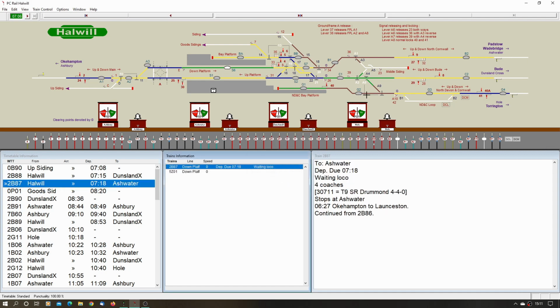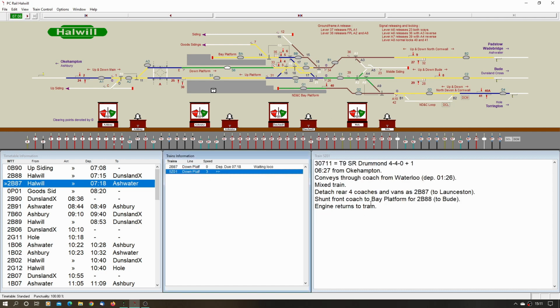Right, so the front, let's have a look. I also have to use the shunting signal, which is 33. You could use 4, but I think you'll need 36 as well for that. So he actually goes into the bay. We can uncouple that and call it 2B88. The engine returns back to his train. So it takes the 2 into the bay, back by 34, onto his train, and off he goes.